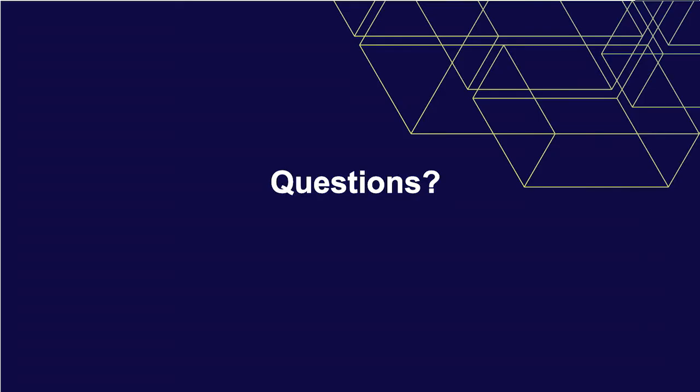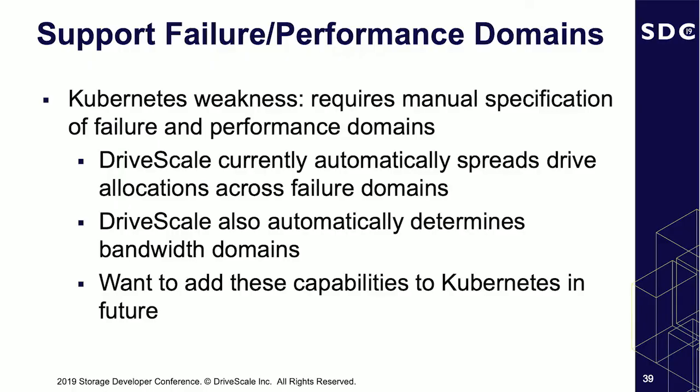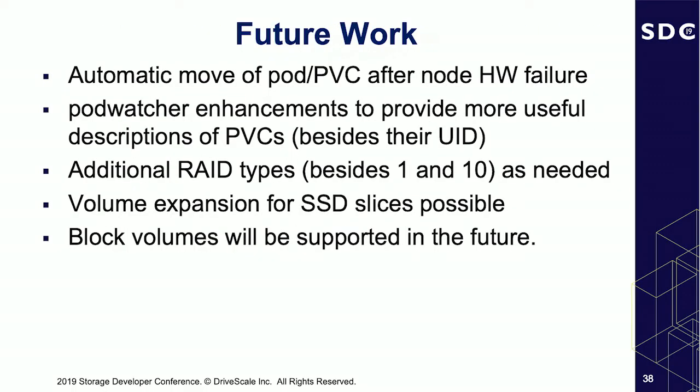A couple other things. I skipped one. Sorry. That's the important one, actually. I think the previous talk mentioned this too. So Kubernetes is somewhat, I don't know, easygoing about hardware failures. How do I describe this?